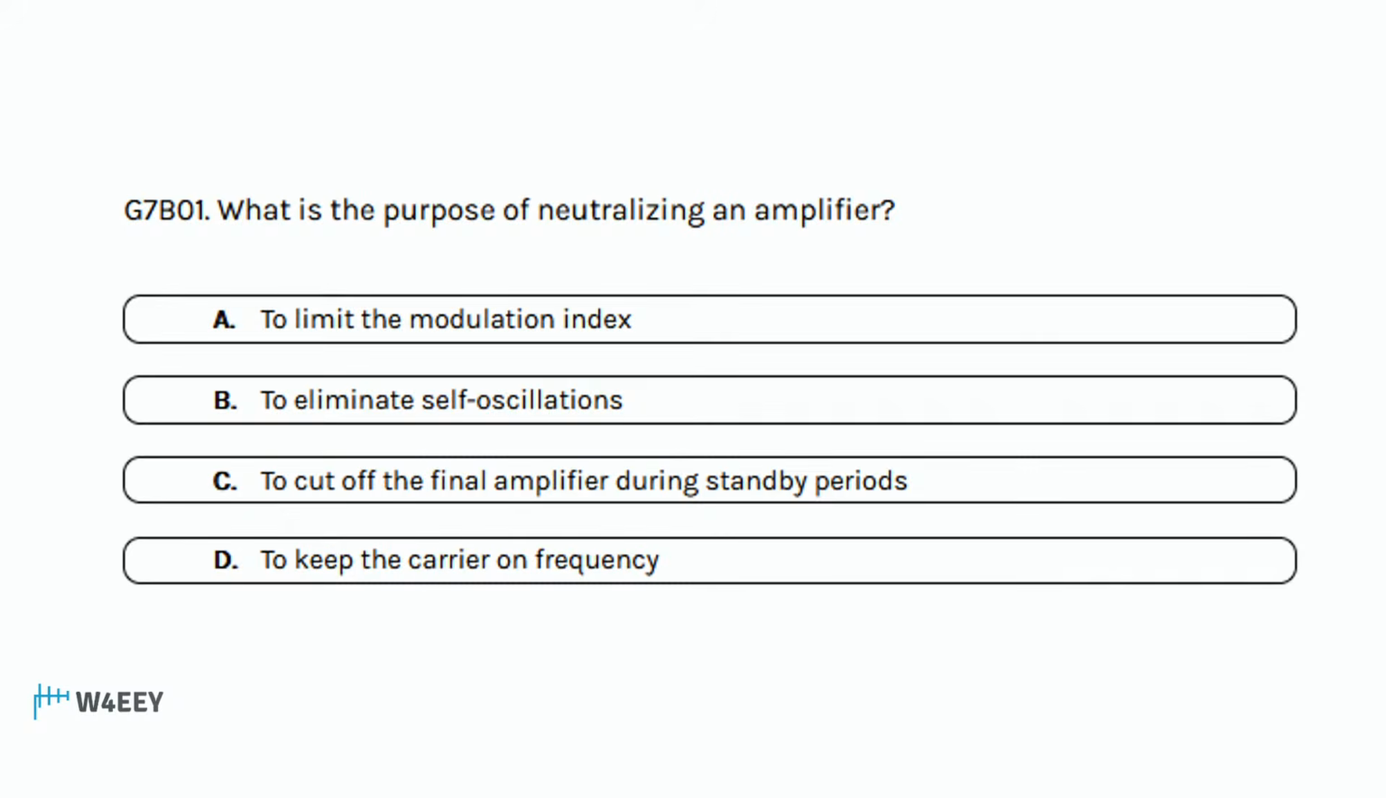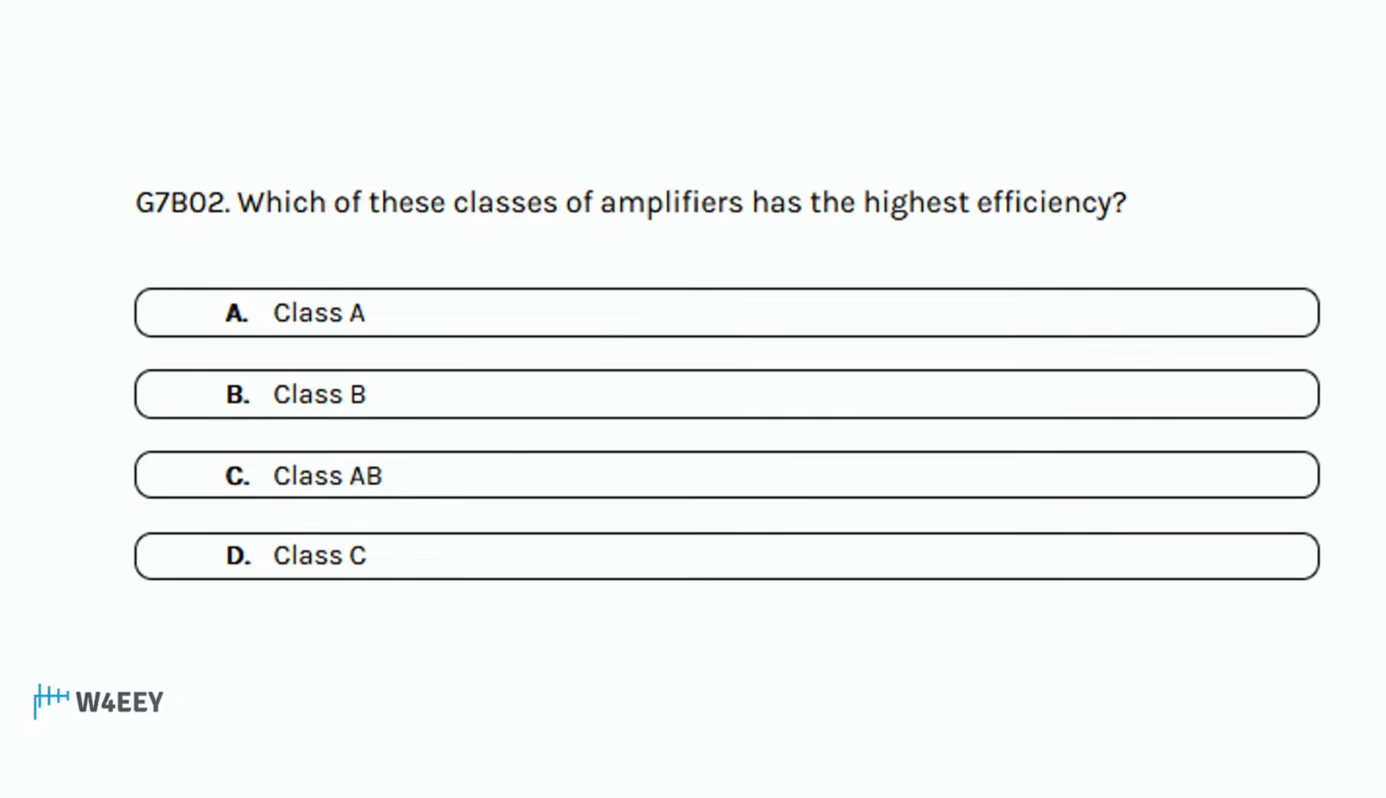And what is the purpose of neutralizing an amplifier? Bravo. Tubes can oscillate on their own at higher frequencies. So yeah, neutralization eliminates that. And which of these classes of amplifiers has the highest efficiency? Delta, which is class C in this case. Yes, indeed.